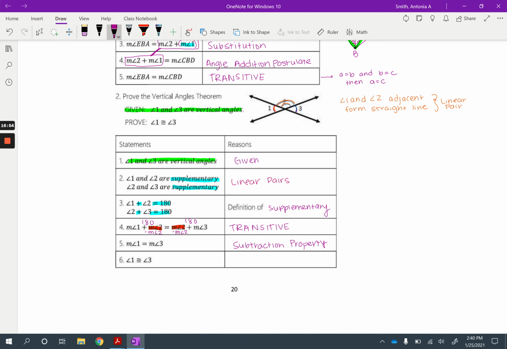Okay. And finally, statement 6. Angle 1 is congruent to angle 3. So the biggest difference between statement 5 and statement 6 is we went from equals to congruent. Okay? The reason we're able to do that is because the definition of congruent means equal. So we can switch those symbols out because the definition of congruence says so. So I would write as my reason the definition of congruent.